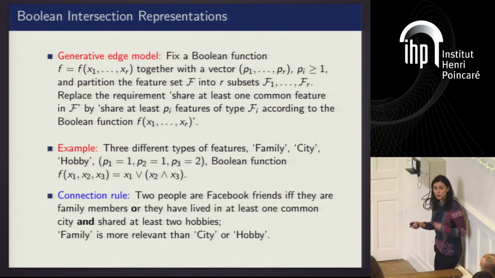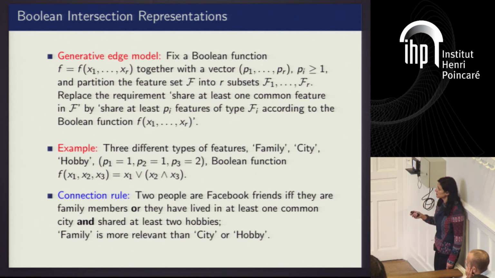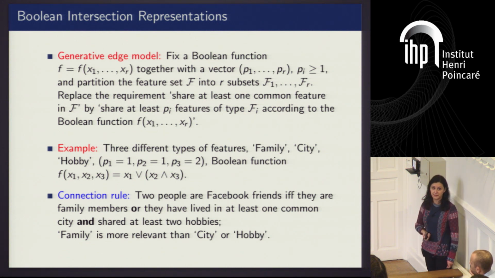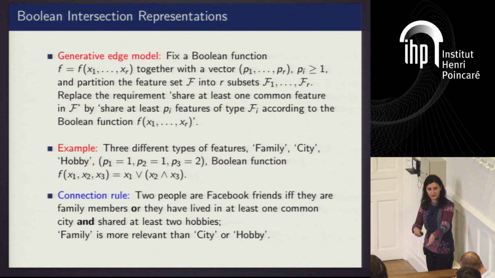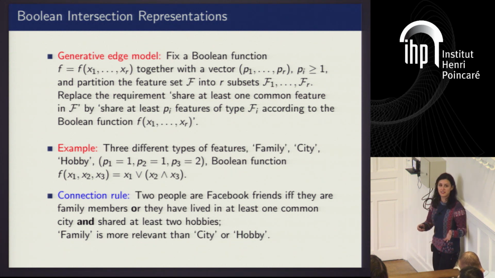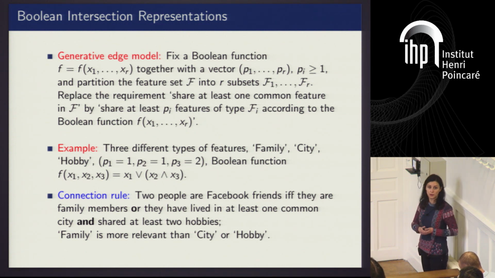So what would then be the connection rule for edges in the graph? Let's say 2 people, based on this Boolean intersection model, are Facebook friends if and only if they're family members, or they have lived in at least one common city and shared at least 2 hobbies. So I have a very, very broad way to define a community, because I'm saying the rules are that either they're family, that guarantees that you're Facebook friends, or if you're not family, then you have at least one common city you lived in, you met in that city, and you have at least 2 common hobbies.